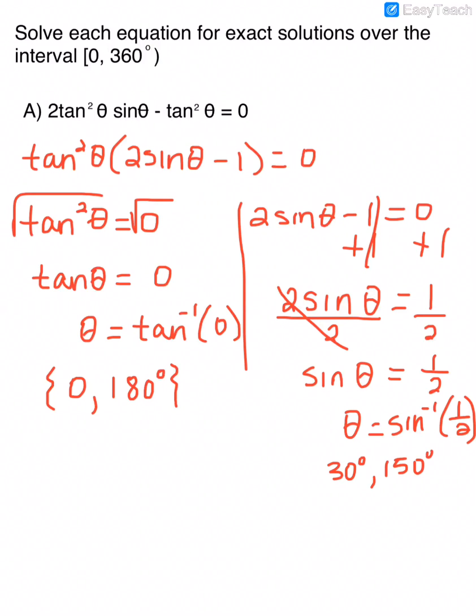So we should list our solution set for this trigonometric equation as one solution set. So it would be at 0 degrees, 30 degrees, 150 degrees, and 180 degrees. And that would be the solution set for this trigonometric equation.